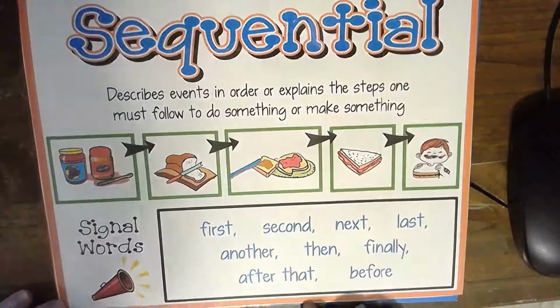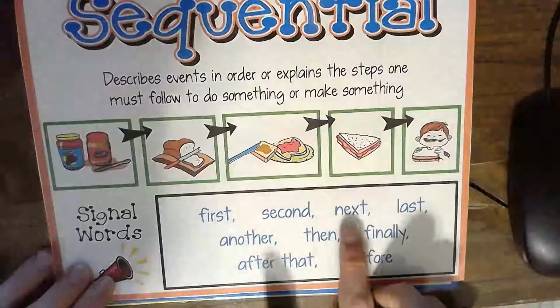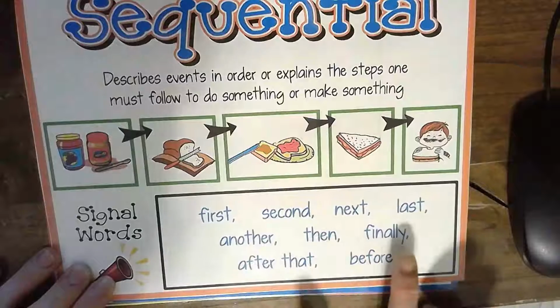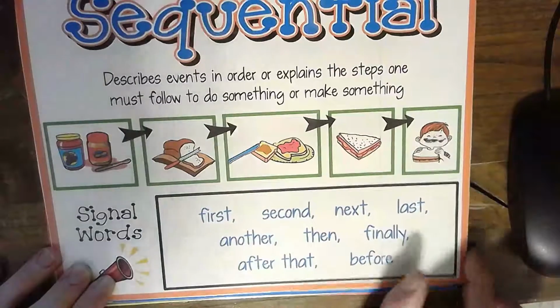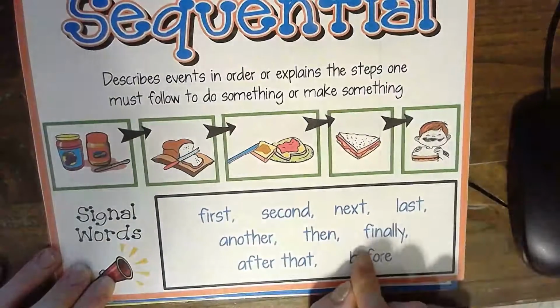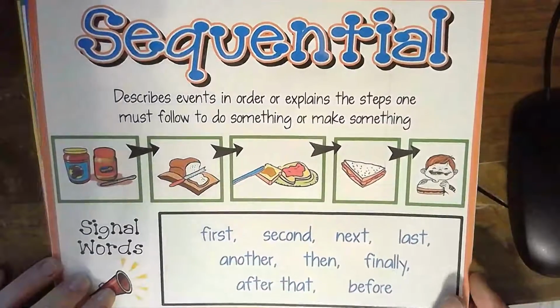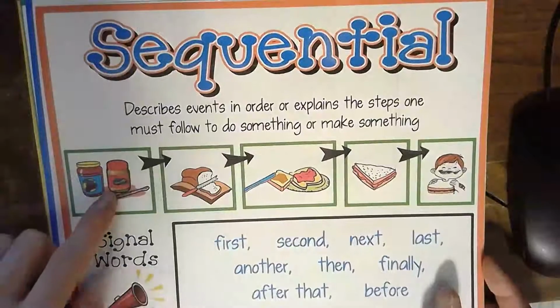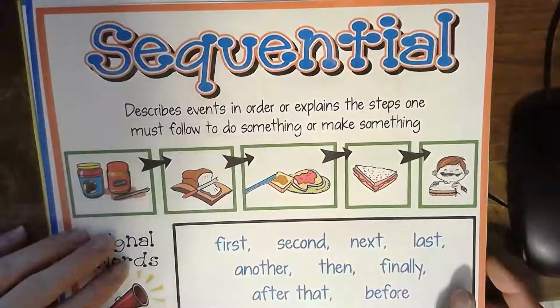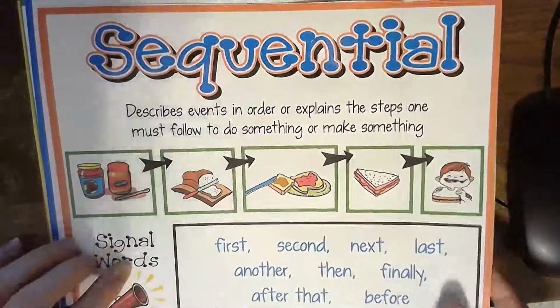Some signal words we might see are first, second, next, last, another, then, finally, after that, or before. So these are words I would look for in the text to know if the text structure was sequential. And this would be my graphic organizer or thinking map that I would use to show sequential order.